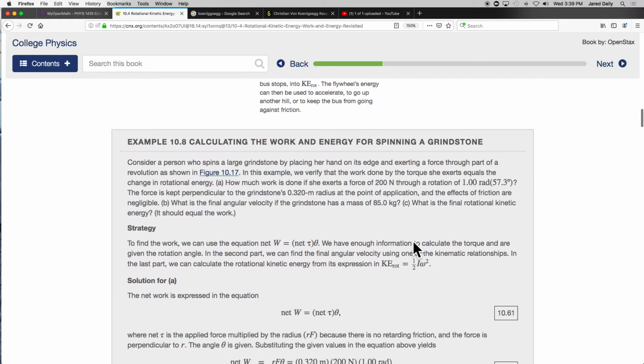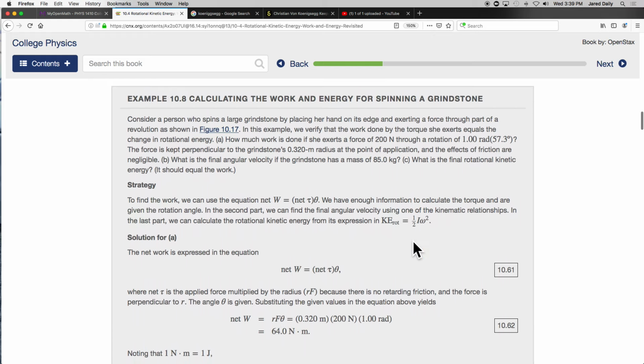And we didn't get around to actually doing these examples, so let's go ahead and do them. We have the work and energy for spinning a grindstone. We're going to start the grindstone at 0 and speed it up with a force of 200 newtons. And she's going to push on the edge of this stone for 1 radian of angle.